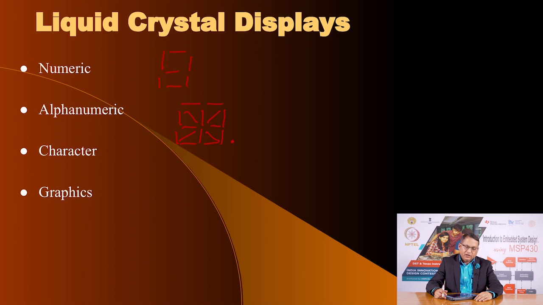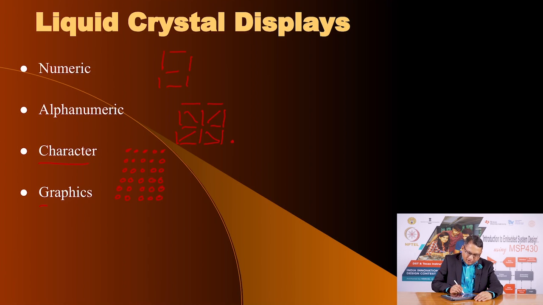Then the third type of liquid crystal displays which are common are called character LCD displays, in which you can display ASCII characters in the form of a 5 by 7 or 5 by 8 matrix of LCD elements, liquid crystal elements. Something like this. Now, on such a matrix you can display a large number of alphabets, numbers, special characters and so on and so forth, and that is why these are called character displays.